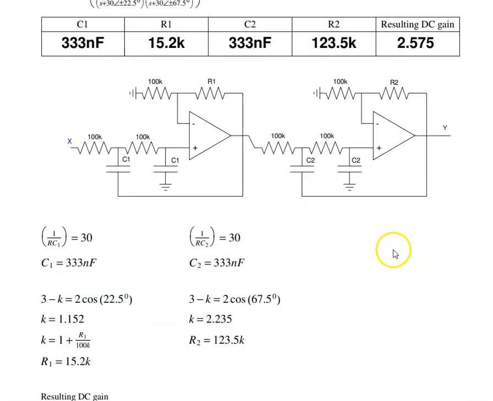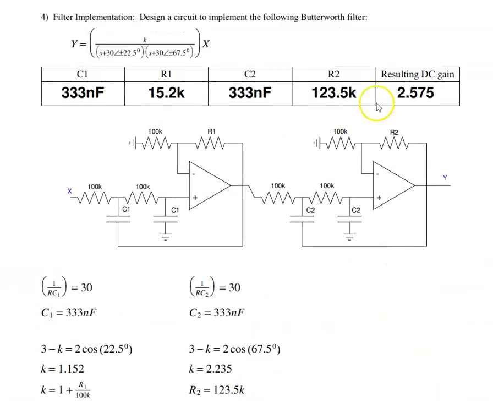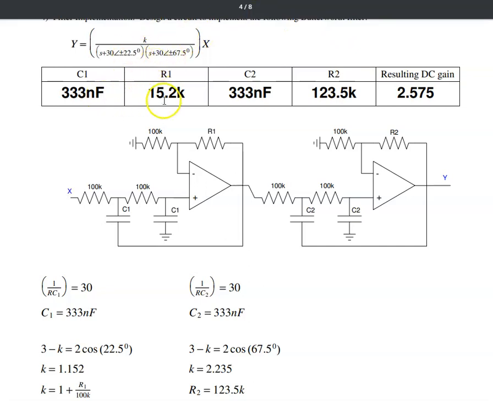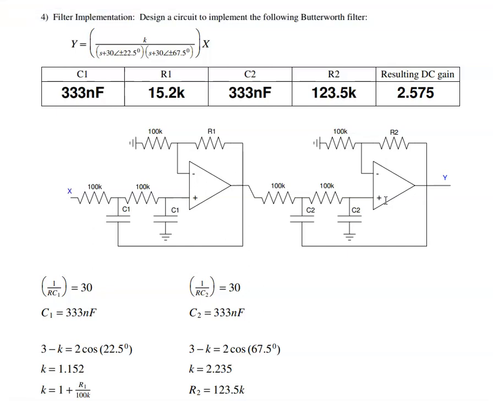Problem number 4 is a filter design. If I want to implement this filter, I split it up into 2 halves. The first circuit has a pole at amplitude 30, plus or minus 22 degrees. The second one has a pole with amplitude 30, angle 67.5 degrees. One over RC sets the amplitude, so one over RC is 30, and C is 333 nanofarads. The gain sets the angle. 3 minus K is 2 times the cosine of the angle. I want a gain of 1.15, making this 15K.